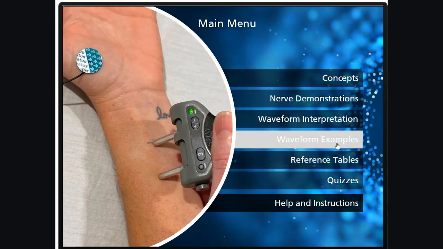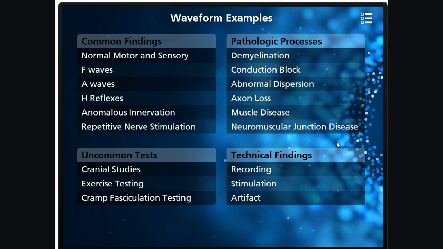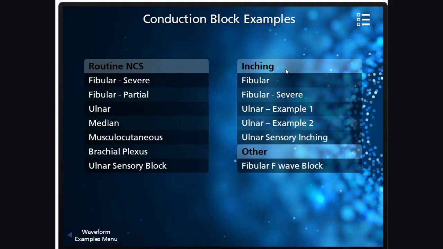There is also a section that has a large number of nerve conduction waveform examples. You can see here on the example table, there are examples of common and uncommon conduction studies. There's examples of pathologic processes, for example, conduction block. And within each section, there are between 5 and 10 or more examples demonstrating that finding.